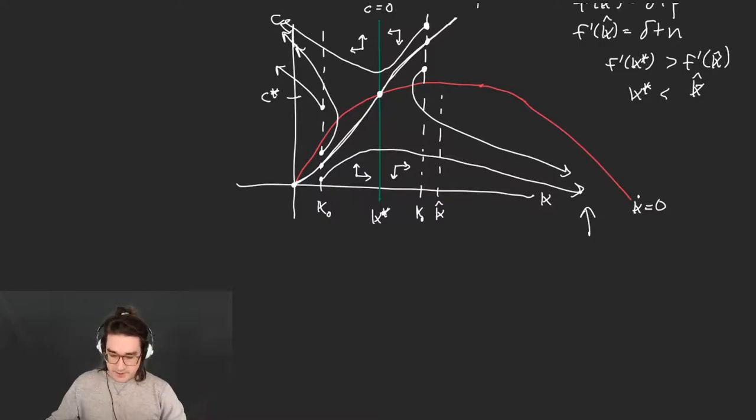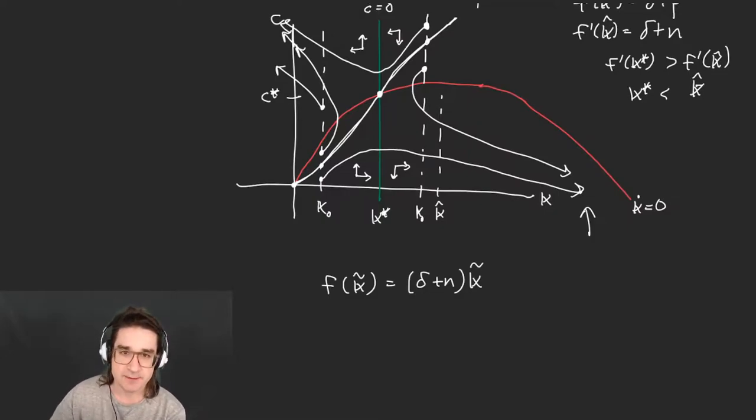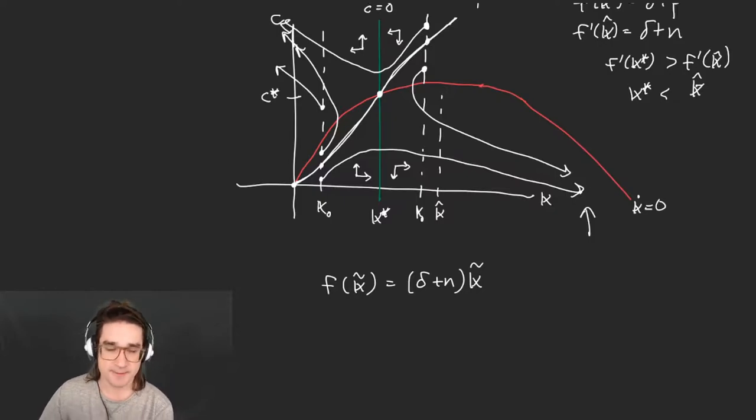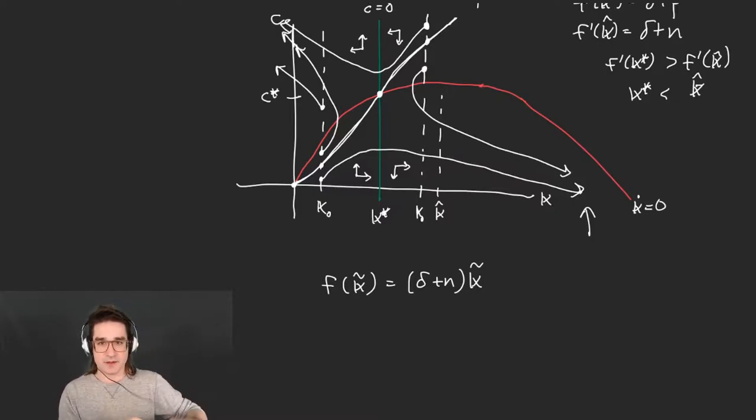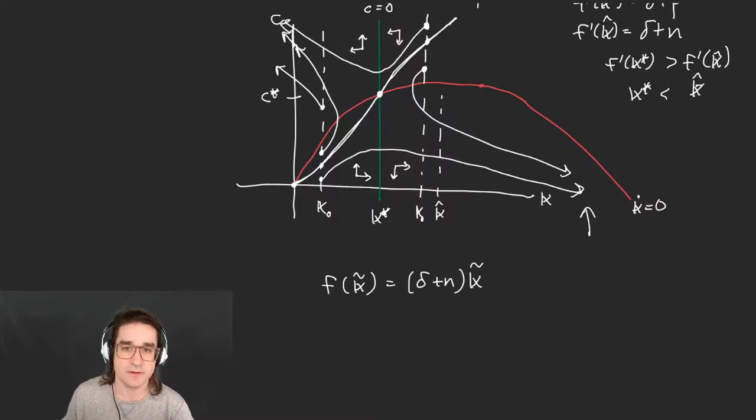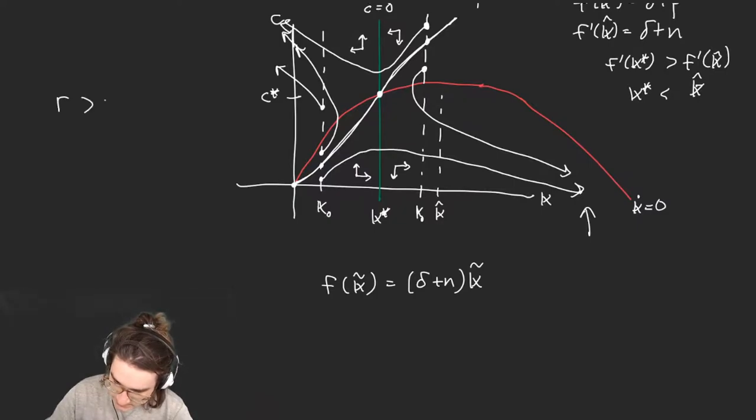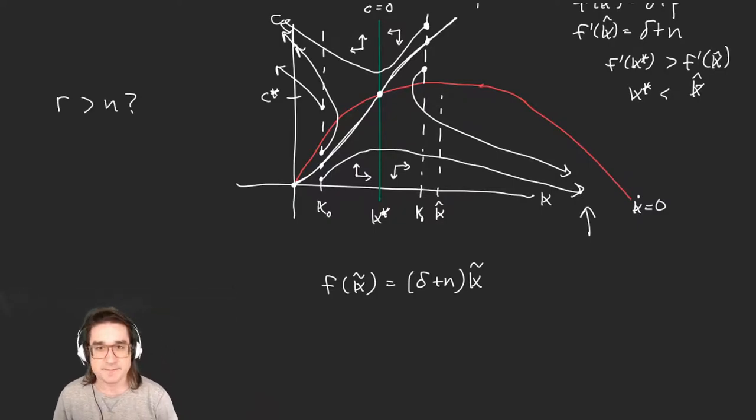All right. What does that mean? Okay. So now, how do we rule that out? So what we want to do is think about R. Okay. So, what is going to be the inequality? So remember, the big question is: is R greater than N, right?